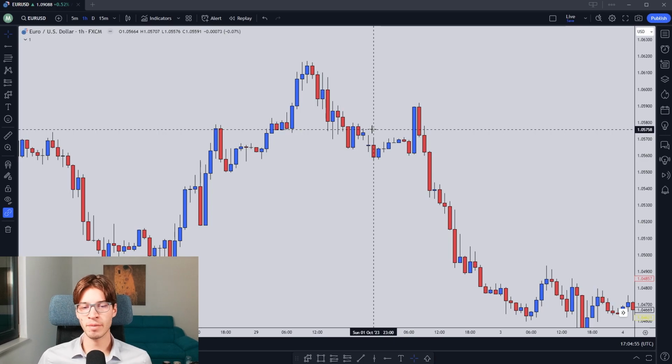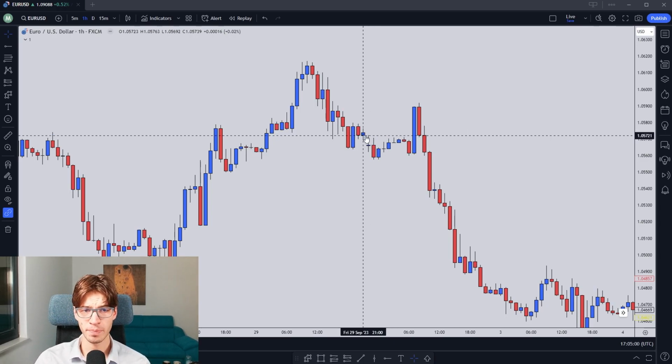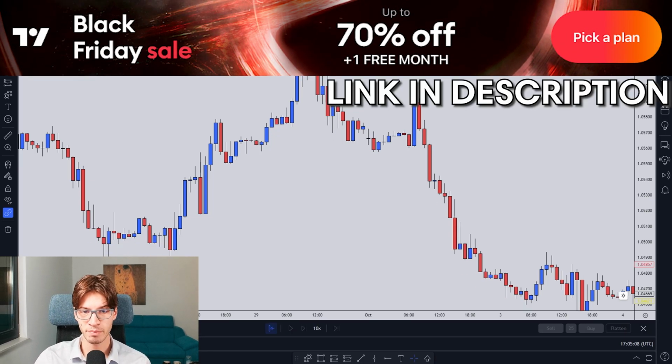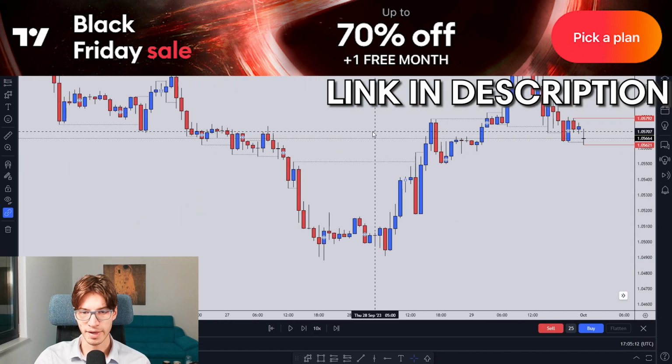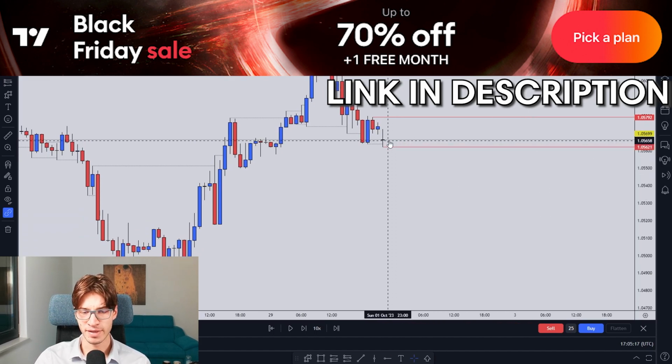And if you want to backtest from this date, okay, I want to start backtesting from the 1st of October. What I need to click is this replay function right here. So this is actually what I use for backtesting. Click replay, 1st of October, click again. And now we can start backtesting from this point.